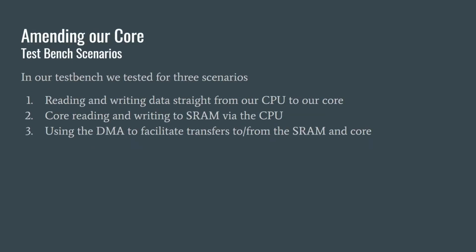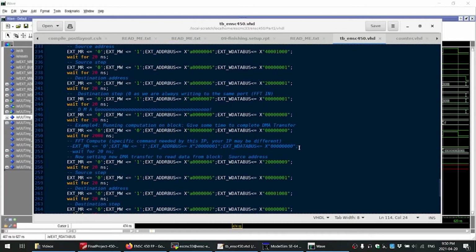In order to test that we amended our core properly, we needed a test bench to test that our core can interact with the other components of our SoC. In our test bench, we test for 3 main scenarios: reading and writing data straight from our CPU to core, core reading and writing to SRAM via the CPU, and using the DMA to facilitate transfers to and from the SRAM and core. In the next clip, you'll see us demonstrate going through our test bench and viewing the waveforms to ensure that our test bench scenarios are met.